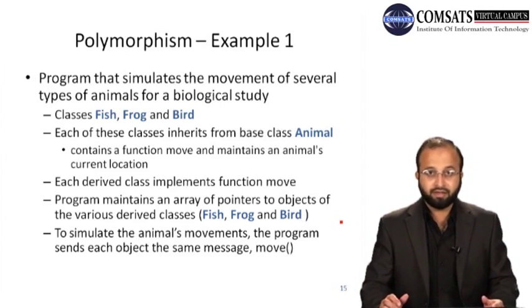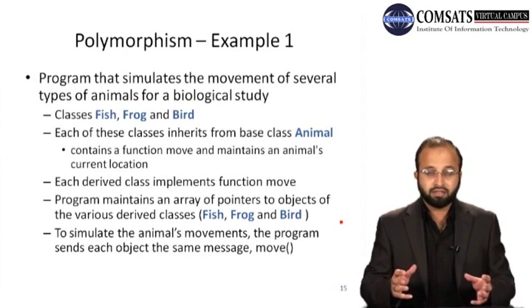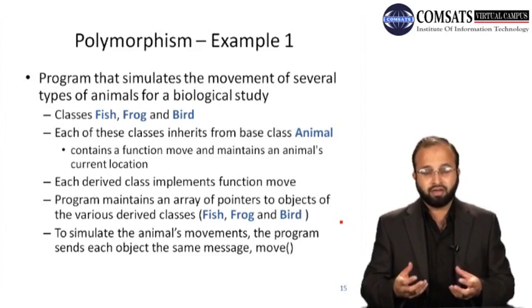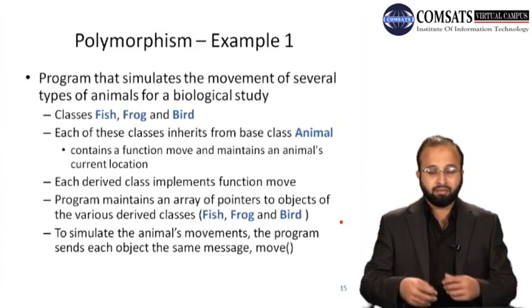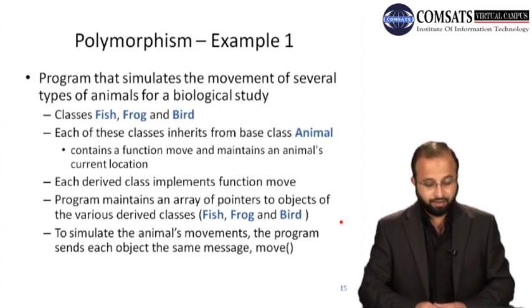So we can see that the objects of our derived classes call the same function, but they behave differently according to their own type. वो अपने टाइप के हिसाब से उसके साथ बिहेव कर रहे हैं.